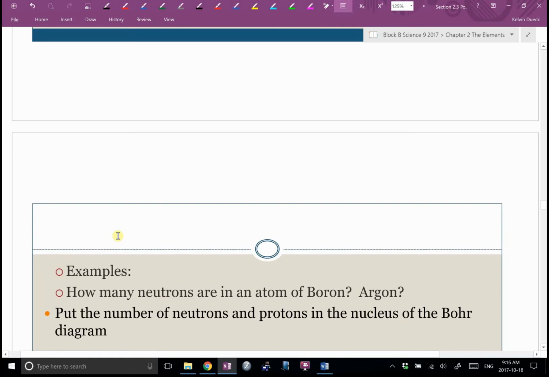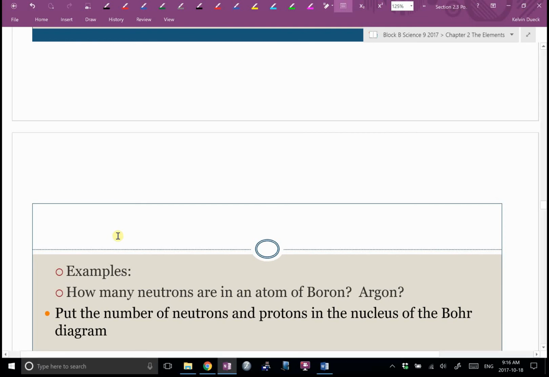How many neutrons are there in an atom of boron? How did you figure that out? What? Take away what? So 11 take away 5. Atomic mass 11, rounded off. Atomic number 5, 6 neutrons.